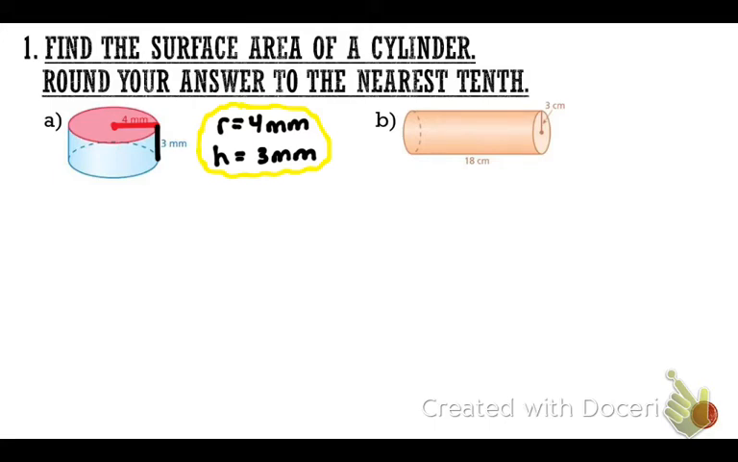Now, if I go back to the instructions, it says find the surface area of the cylinder. We just learned a new formula. What is the surface area of a cylinder formula? 2 times pi times r squared plus 2 pi times r times height. All right, it's quite the little formula, all right? So let's write that down.